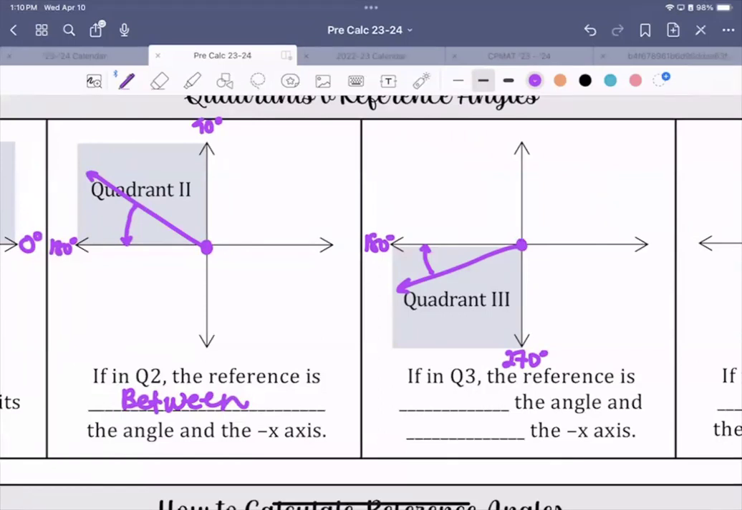So here it says in quadrant 3, the reference is above the angle, and by that I specifically mean the terminal side of the angle. Sorry, I should have specified that when typing this. And below the negative x-axis.